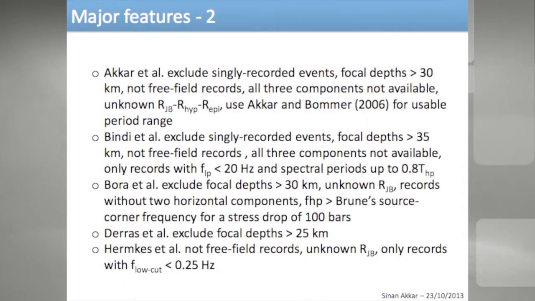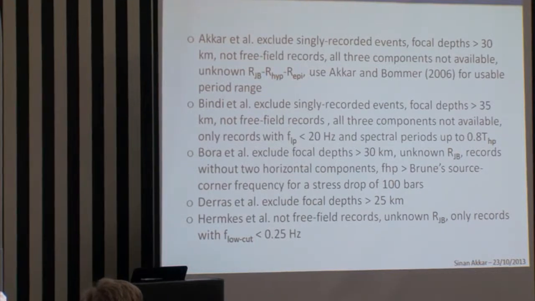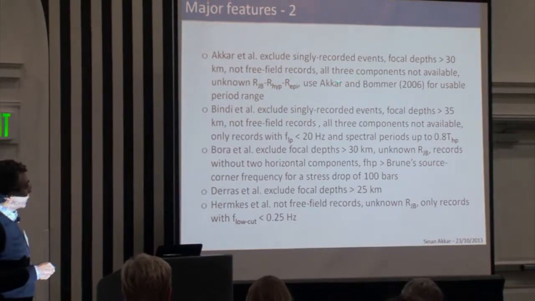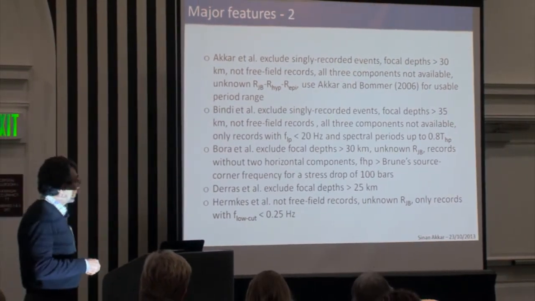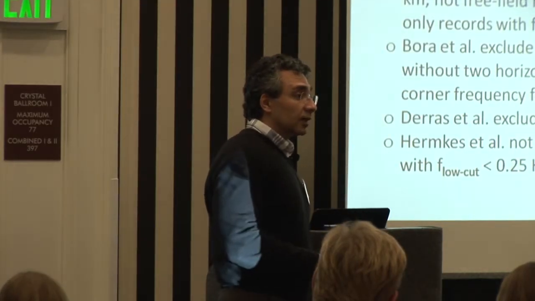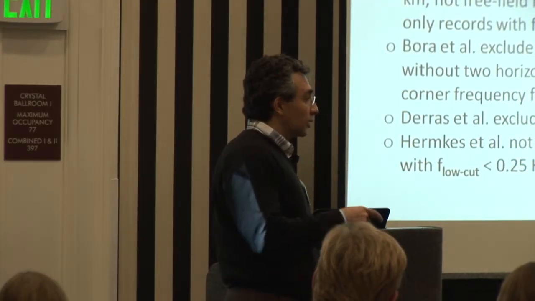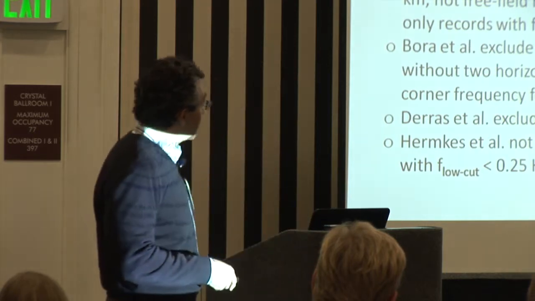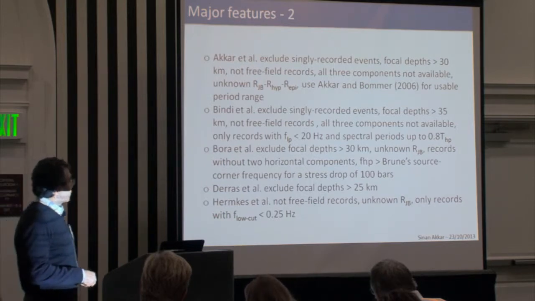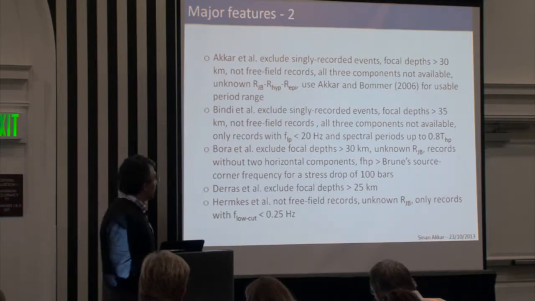So we excluded singly recorded events. We did not consider earthquakes with focal depths greater than 30 kilometers. We only included free field recordings. We included recordings with all three components whenever all three components were available, because we developed another model as part of this study for the V over H ratio. And we used the Akkar and Bommer 2006 criteria for usable period range.